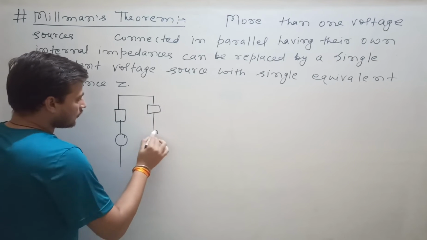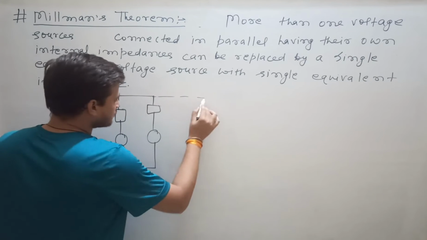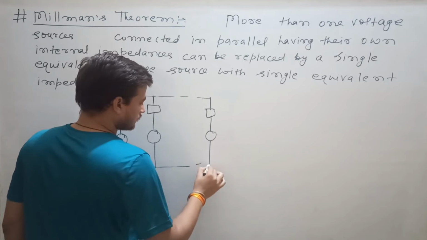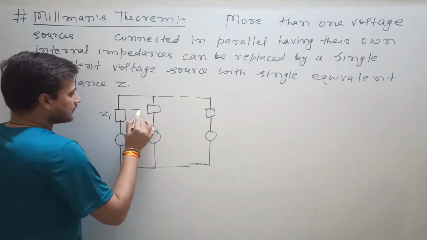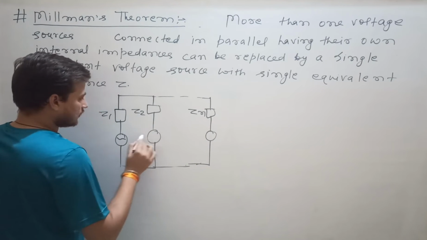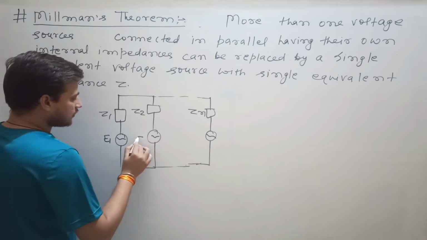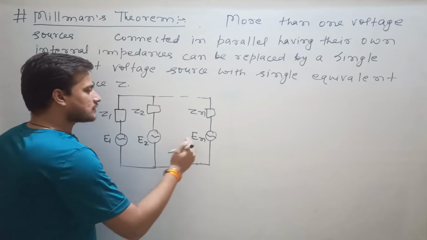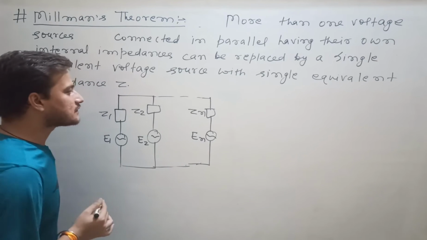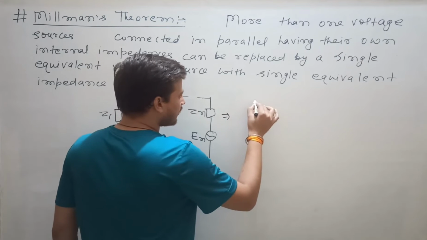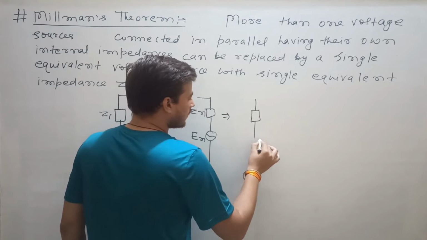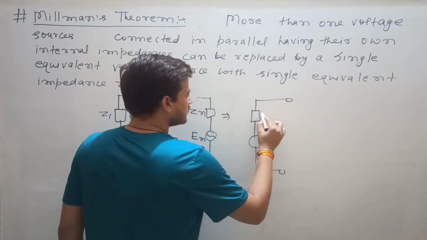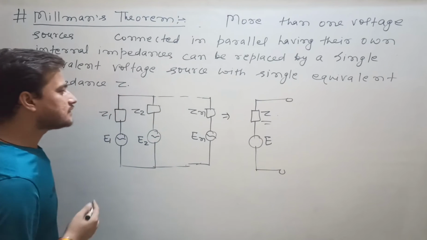So let us see. We are having this type of combination. Suppose this is Z1, Z2 up to Zn. These are E1, E2 up to En. So we are having n number of practical voltage sources connected in parallel. So they are saying that this type of network can be replaced by a single impedance and a single voltage source. This is E, this is Z. Clear?